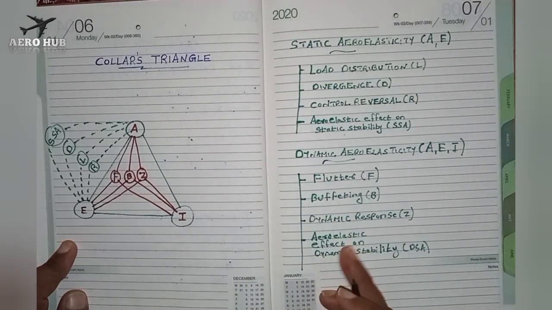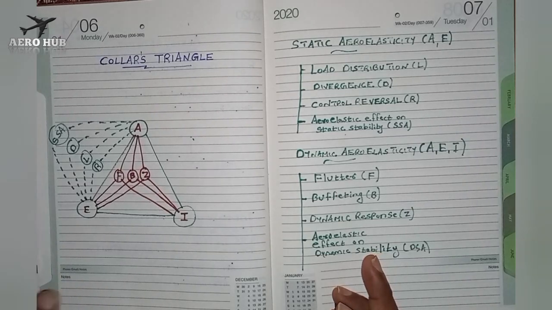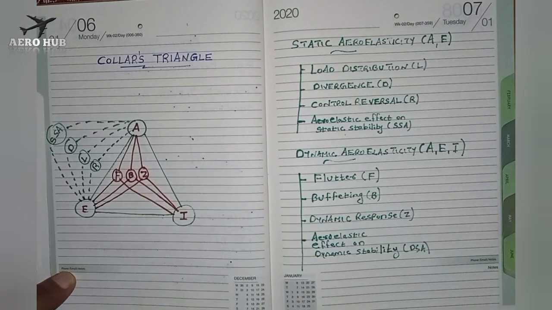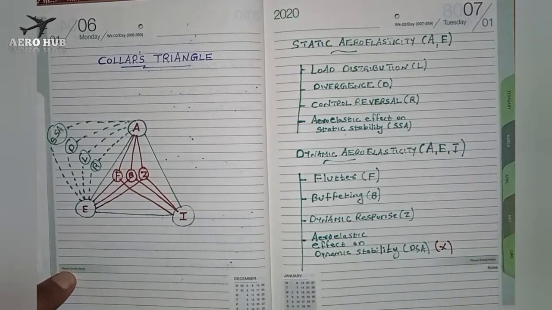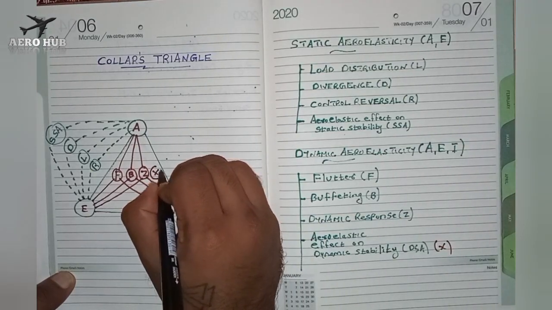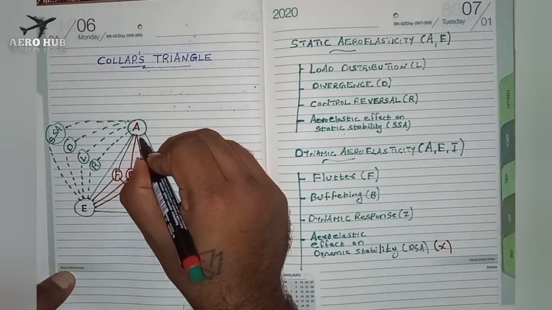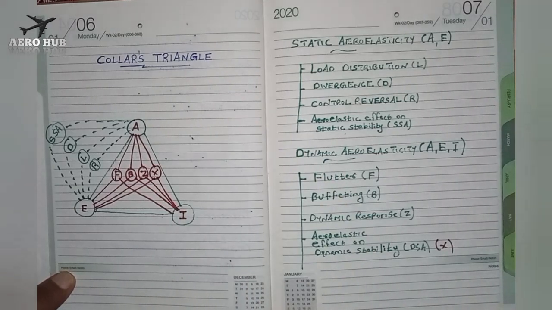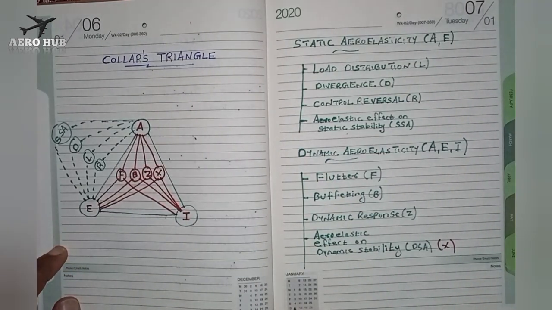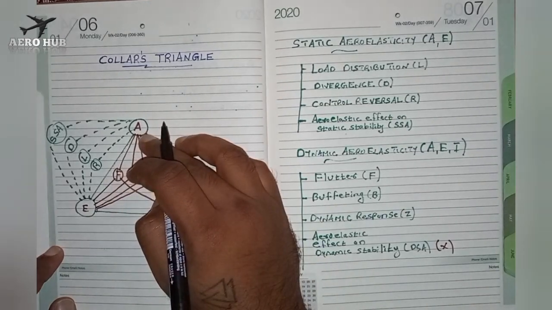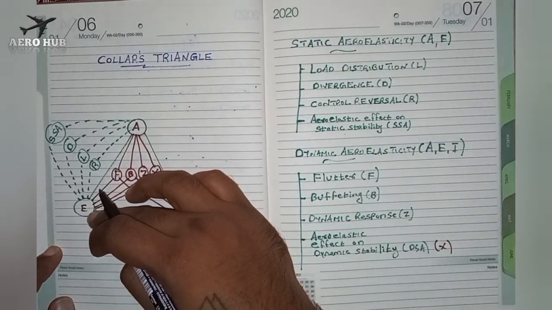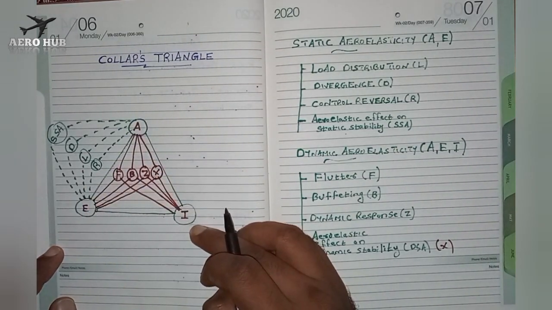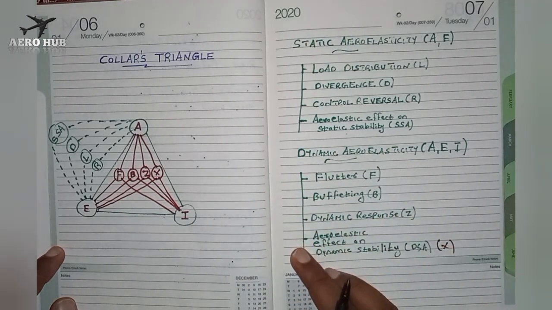Finally we have dynamic aeroelastic effect on dynamic stability of aircraft, that is DSA. I put it as X, because I don't have space. It involves the three forces. So we have the effect of aerodynamic force and elastic force, that's called static aeroelasticity, and the effect of aerodynamic force, elastic force, as well as inertia force is called dynamic aeroelasticity.